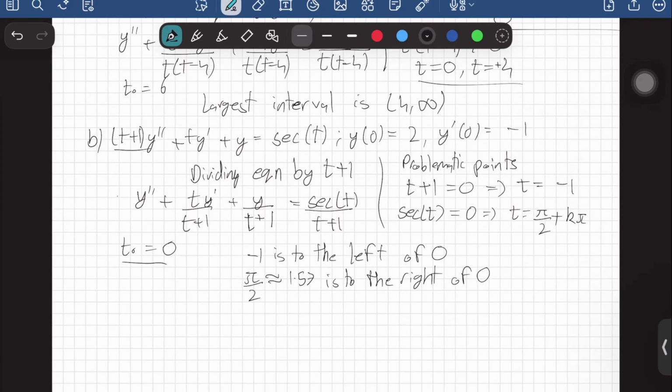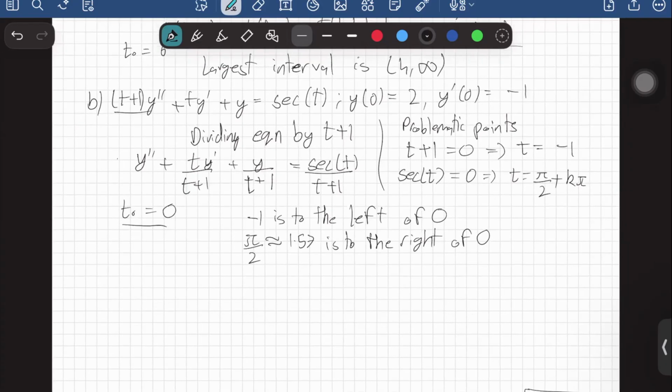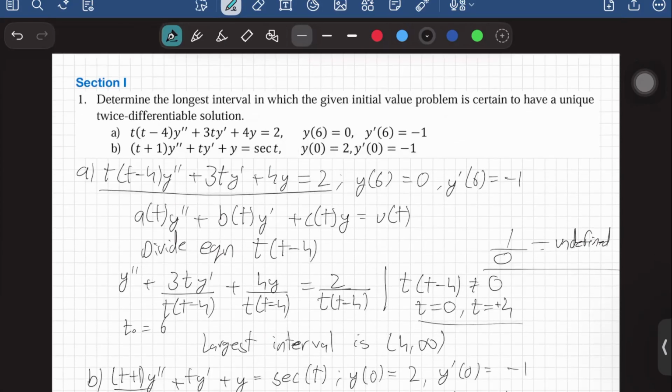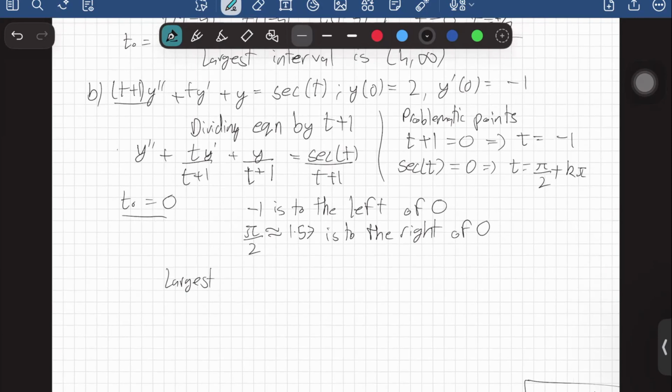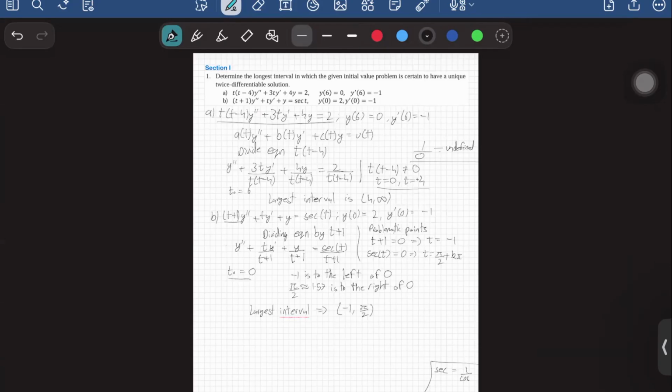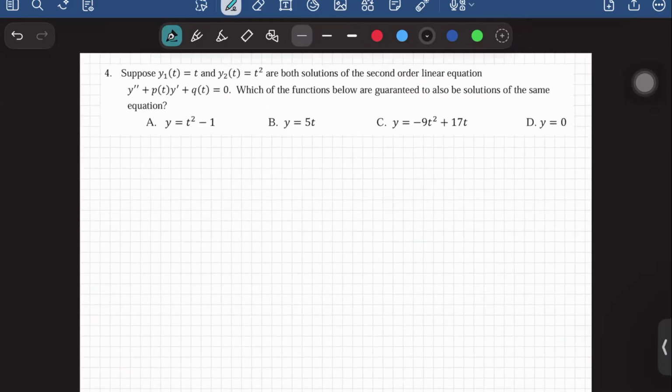We cannot have that happening, right? Pi over 2. So our largest interval where this given initial value problem is to have a unique twice differentiable solution is between negative 1 and pi over 2. Okay, so that's it for this one, and we'll move on to the next question.